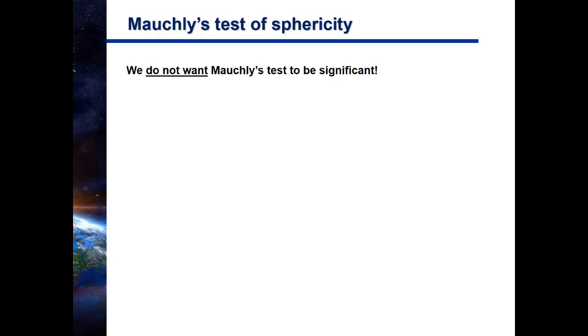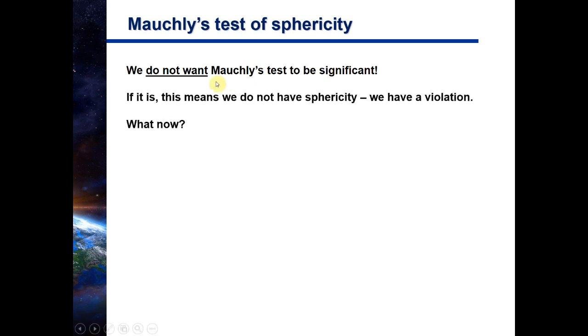The test to use in order to determine if you have sphericity is Mauchly's test. And remember, we never want our tests of assumptions to be significant. So we are hoping that when we look at the sig value for Mauchly's, it's a W value, we're hoping that the sig value is greater than 0.05.